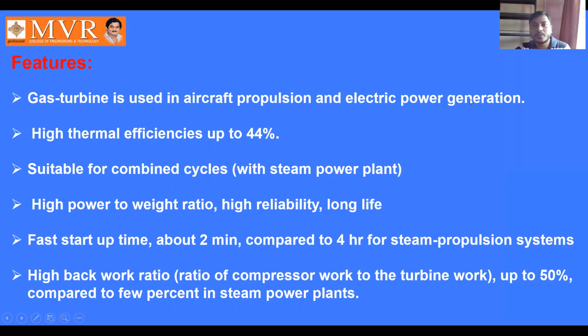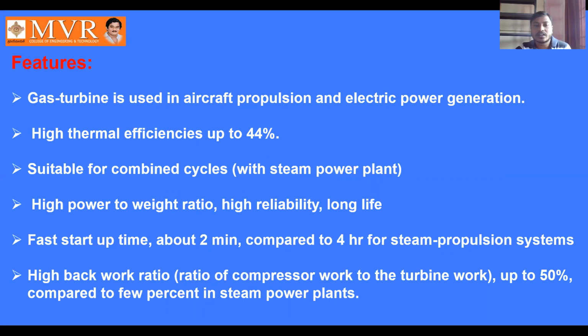Some of the features of gas turbines are: gas turbines are used in aircraft propulsion and electric power generation, these two ways. The thermal efficiency of gas turbine power plants is up to 45%, and they are suitable for combined cycles with steam power plants. They also have a high power to weight ratio, high reliability, and long life.